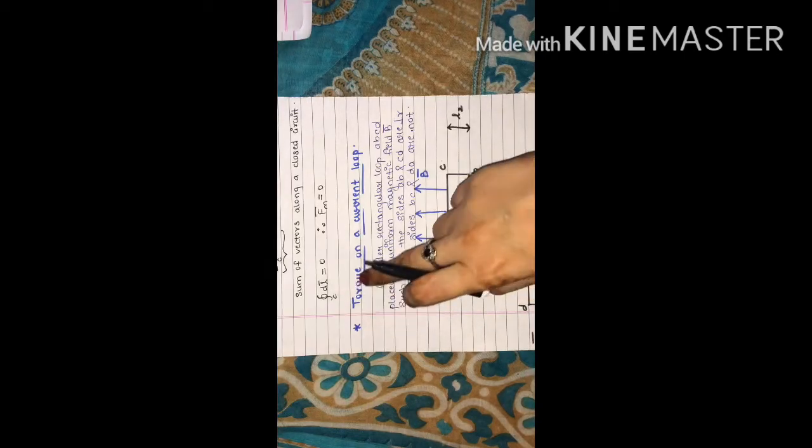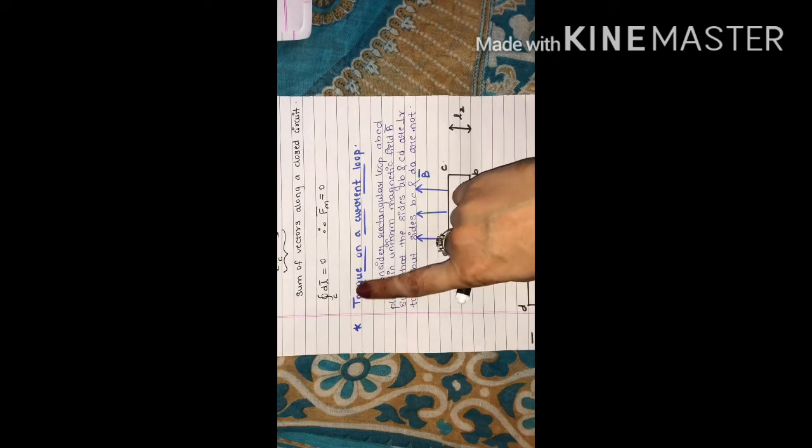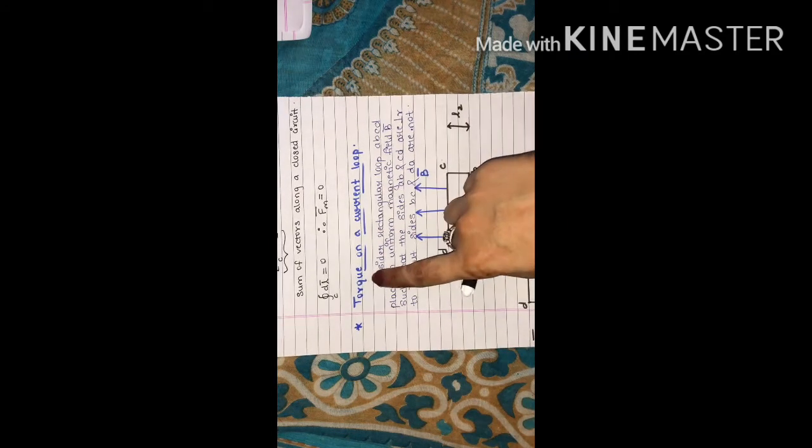Now talking about torque on a current loop. Torque means that due to which the coil rotates. If there is a loop in which current is flowing, what will be the torque on that current loop? We'll be studying that torque.